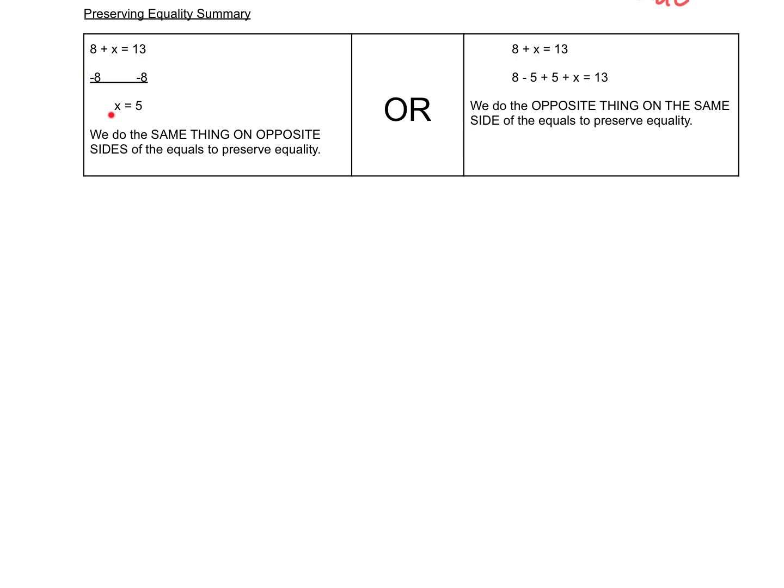Most of our stuff is going to be this first method, but I want you to be aware of the second method of ways you can preserve equality. It's actually really useful when we complete the square when we get into quadratics. For right now though, most of the time you're going to solve using this first method. So remember, do the same thing on opposite sides of the equal sign.